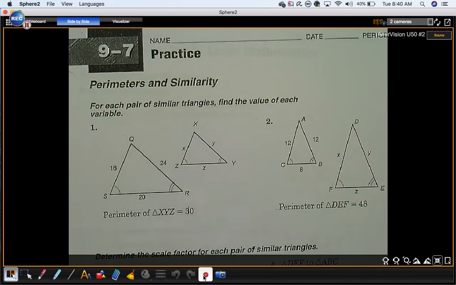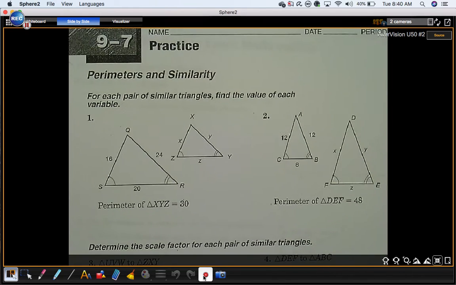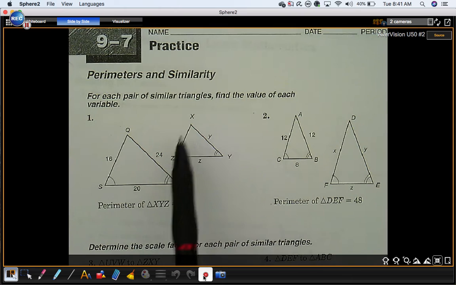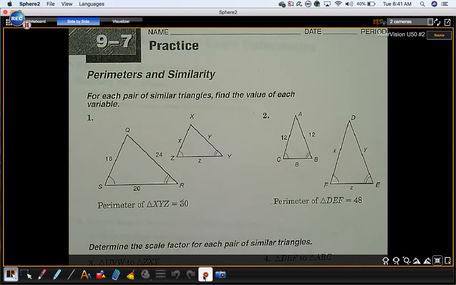This is the practice page for 9.7. For each pair of similar triangles, find the value of each variable. So we know all of the sides on this triangle. We know none of the sides on this triangle. These triangles are clearly similar by angle. Now, they tell you the perimeter of this triangle is 30.